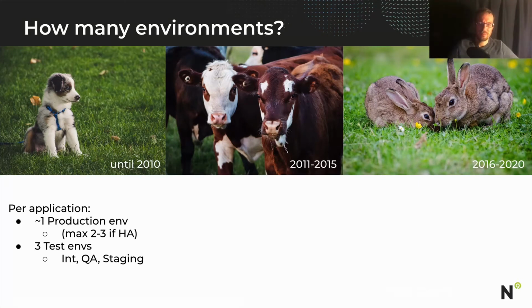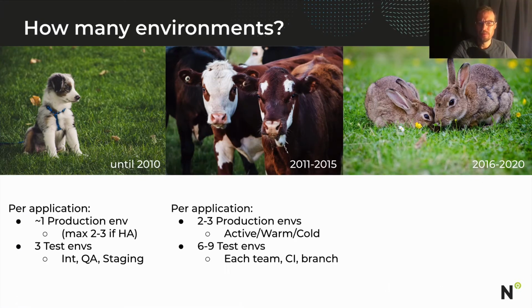Let's talk about how many environments we used to have. Per application, back in the day, we usually had about one production environment, max of 2 or 3 if it was a high availability application. We'd have maybe 3 test environments: integration test, QA, staging. That's about it. Then you go straight to prod from there.